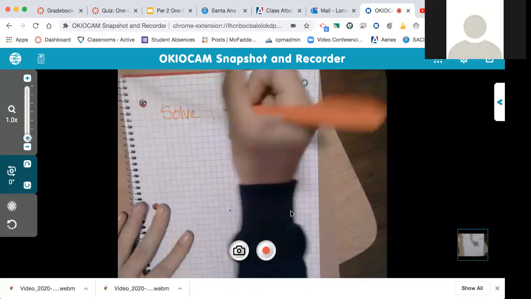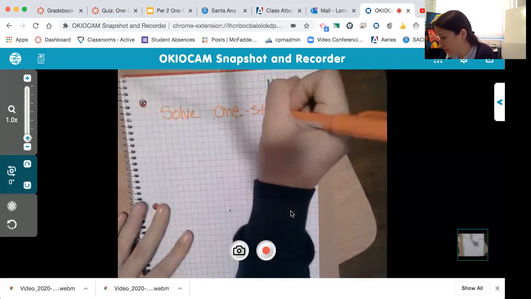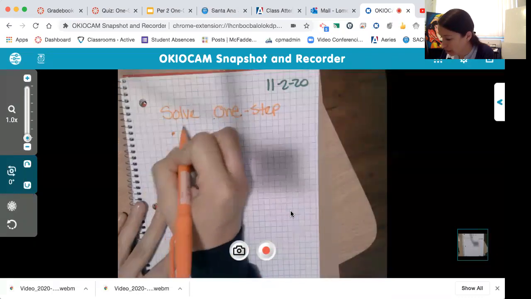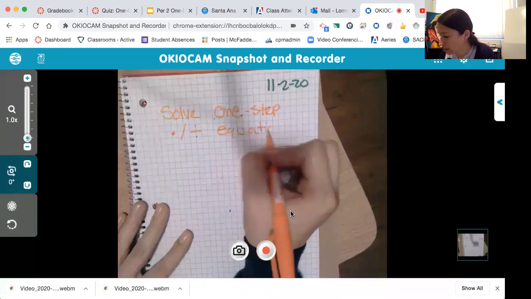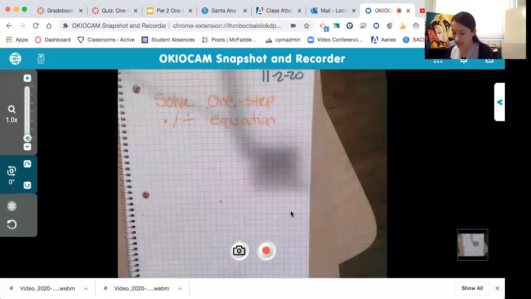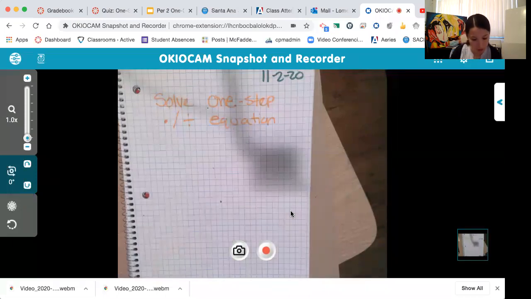Solve one step multiplication and division equations is today's lesson. So that is our title for today because that's what we're going to be learning today. One step multiplication and division equations. So make sure that you write that in your notebook.